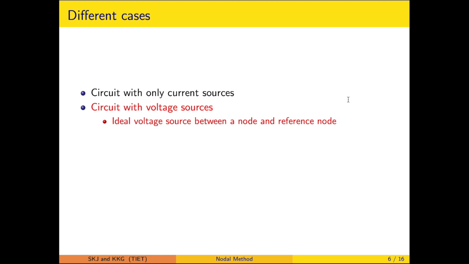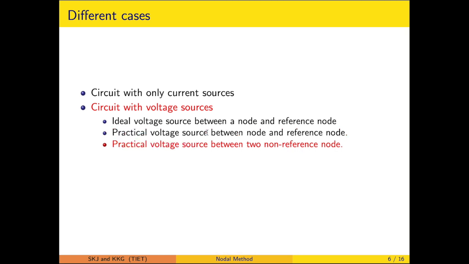In this, the cases are classified into 4 categories. First, an ideal voltage source between a node and the reference node is present. Second, a practical voltage source between a node and the reference node. Practical means it comes out to be a series resistance with an ideal source. So that is what makes it a practical source.